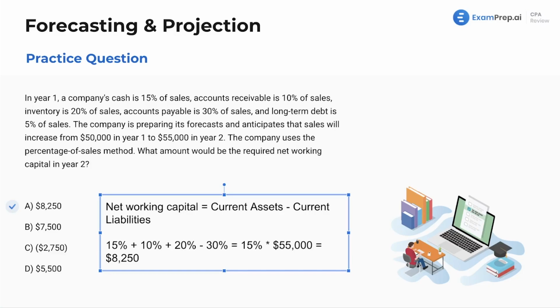So working capital, also known as net working capital, right? It's current assets minus current liabilities. This is a measure of a company's liquidity, and it is going to determine how liquid you are as a company, right? Can you pay your bills? Obviously, you want a positive net working capital. That's super important. Final answer, $8,250.